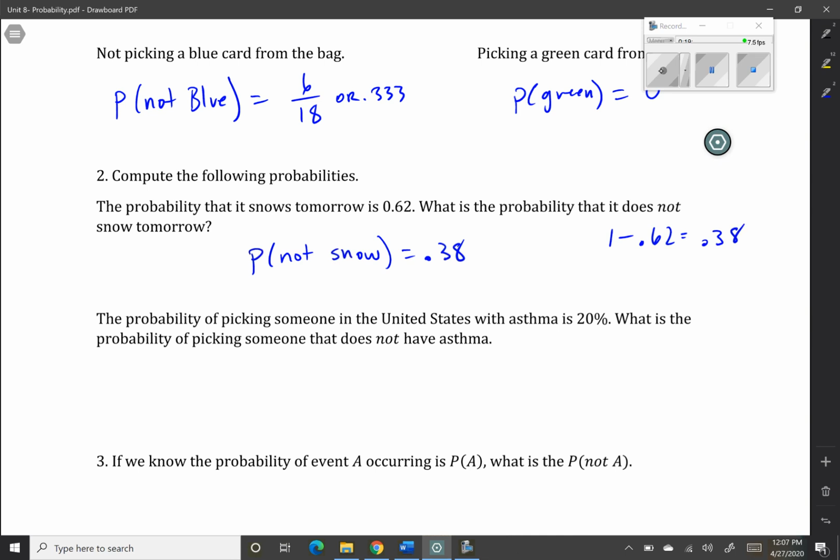The probability of picking somebody up in the United States with asthma is 20%. What is the probability of picking someone that does not have asthma? So the probability of not asthma would be 80%, right? 20% and 80% make the whole 100%.